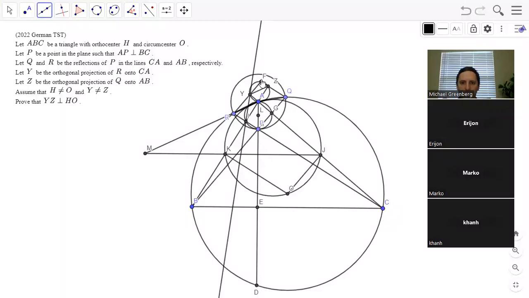So is that really true? Well, and then wouldn't that mean this would also be parallel?